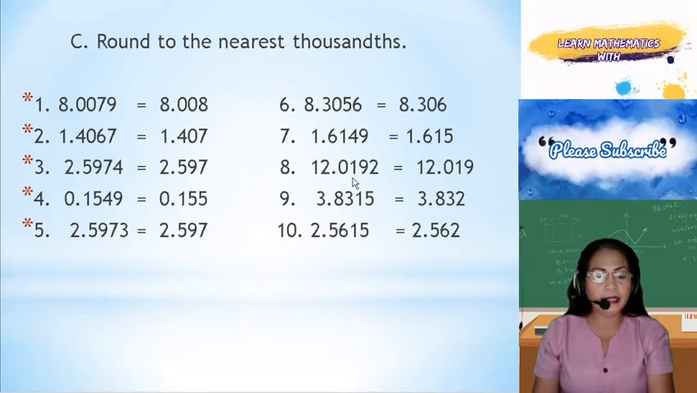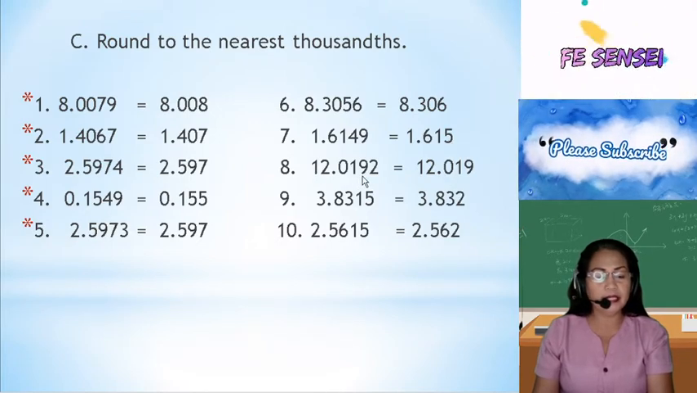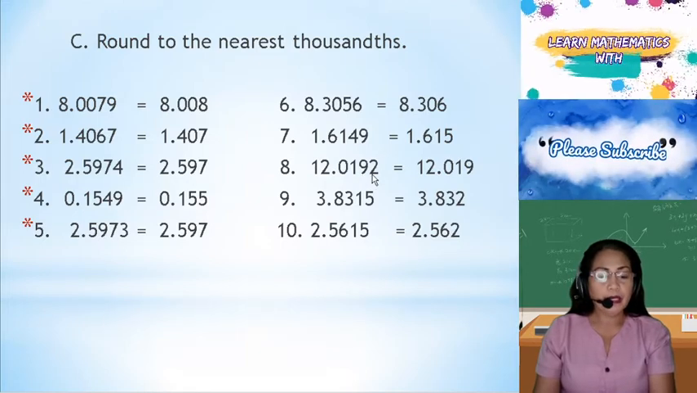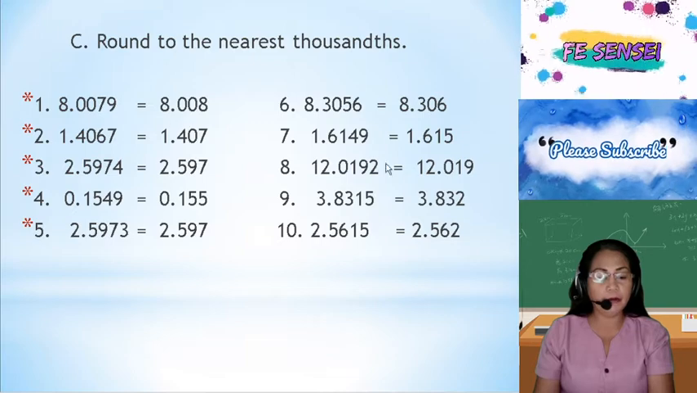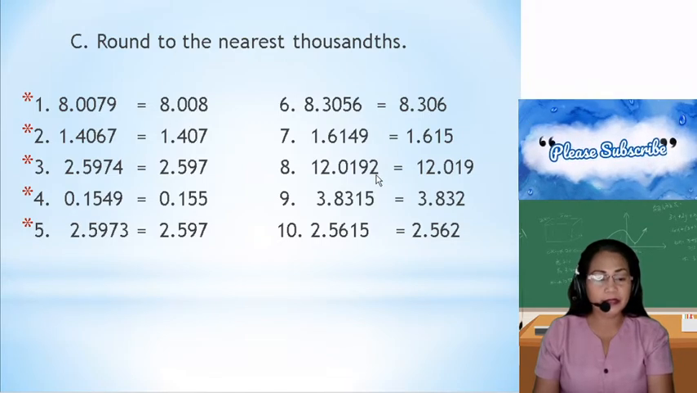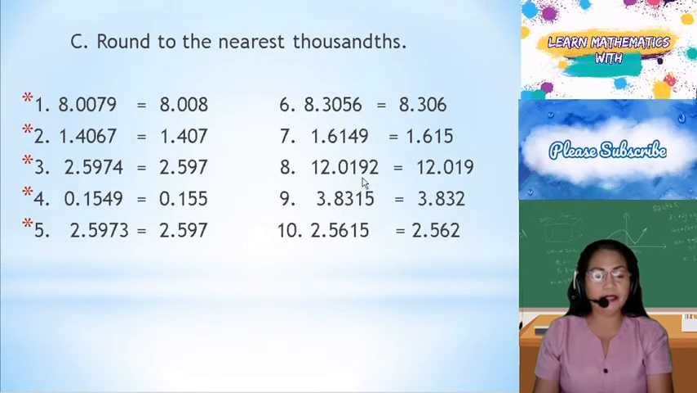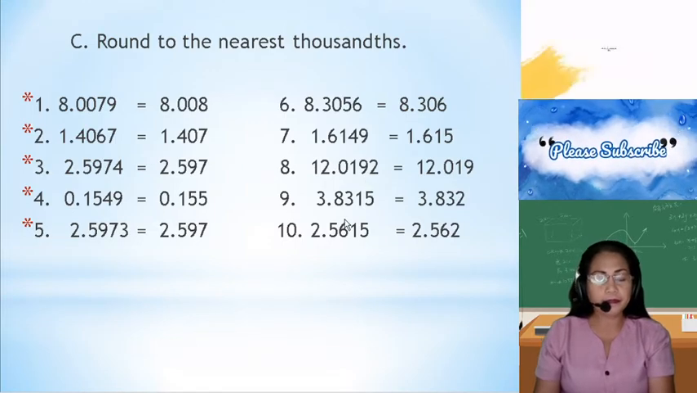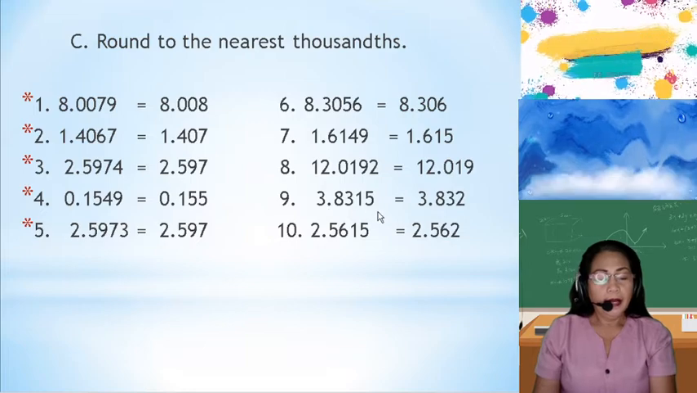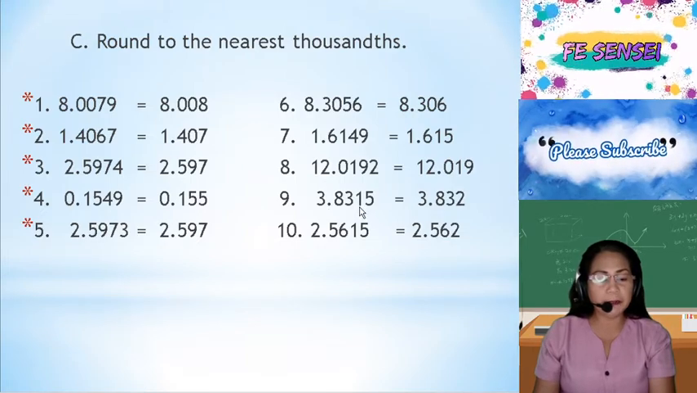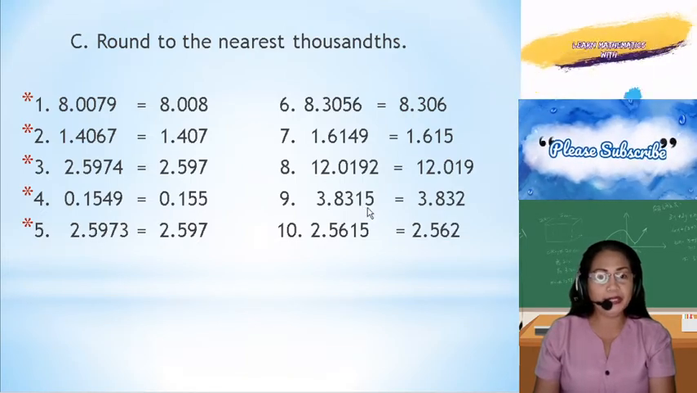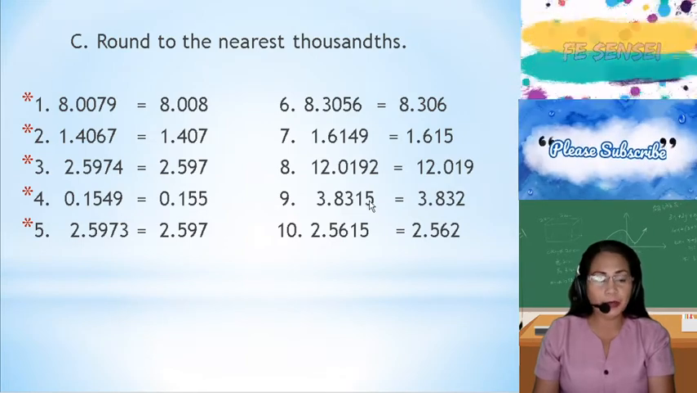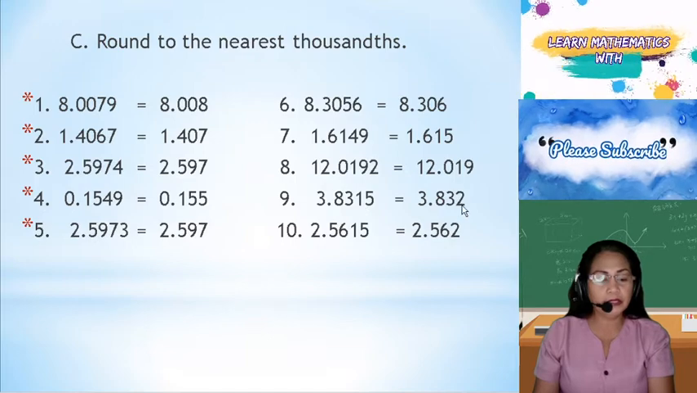And number 8, the number to be rounded is 9. And the number to the right is 2. It's less than 5. Therefore, it's round down. So drop 2 and retain 9. And number 9, the number in the thousandths place is 1. And the number to the right is 5. Therefore, it's round up. So 1 becomes 2.